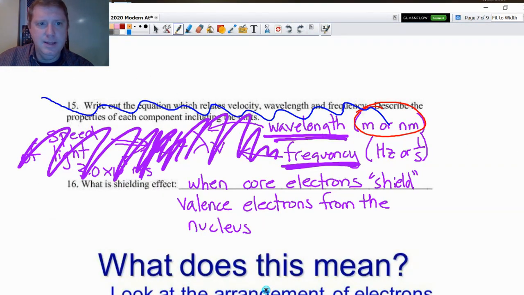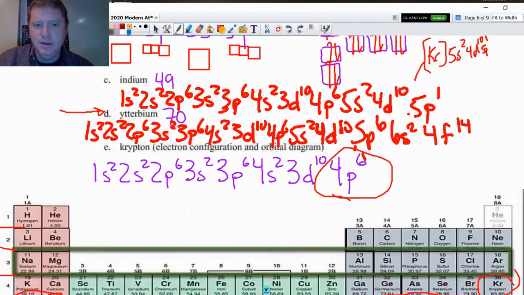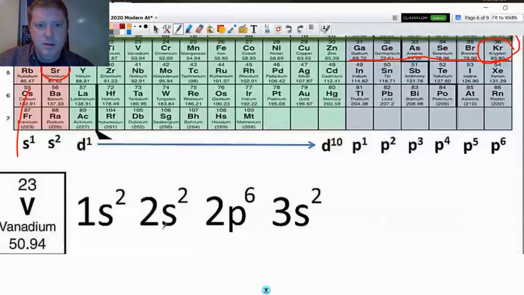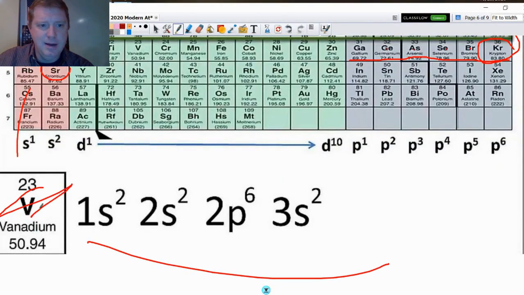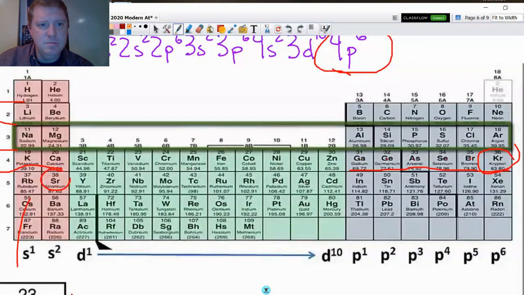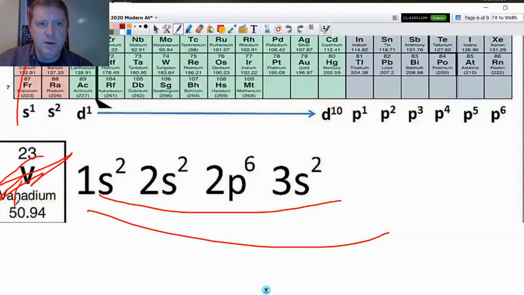All right, what was that at the end? Just a second. This is not that. I don't know why that's there. This, I think, is magnesium. Yeah, that's magnesium. I'm not sure why it says vanadium right there.